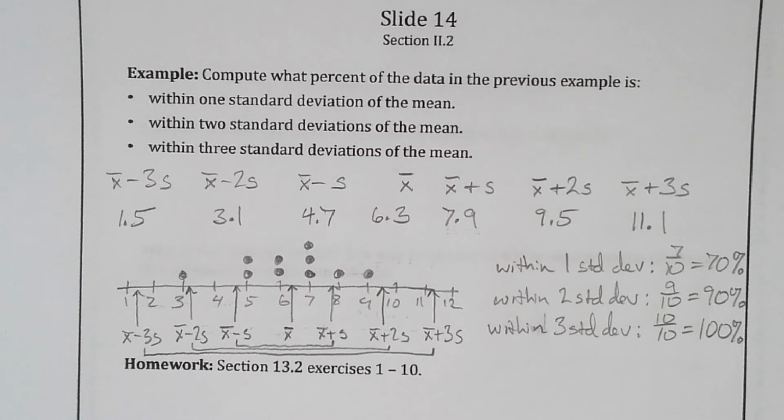And if you look at the dot plots for R, S, and T on page 696 in the textbook, you can see that same kind of picture there. Okay, so look at page 696 and see how they're using the standard deviation. Okay, so that concludes this section, the homework section 13.2, exercises 1 through 10.